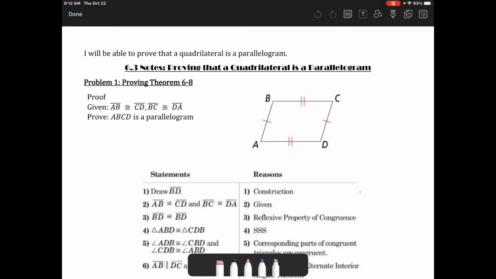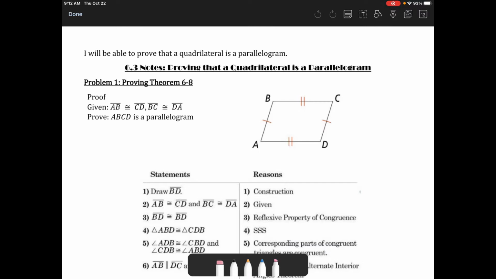So today's objective is I will be able to prove that a quadrilateral is a parallelogram. Just so you know, this section is a lot of proofs. I went ahead and included it for you so that you would spend more time thinking about what I'm saying in this video as opposed to writing at the same time.